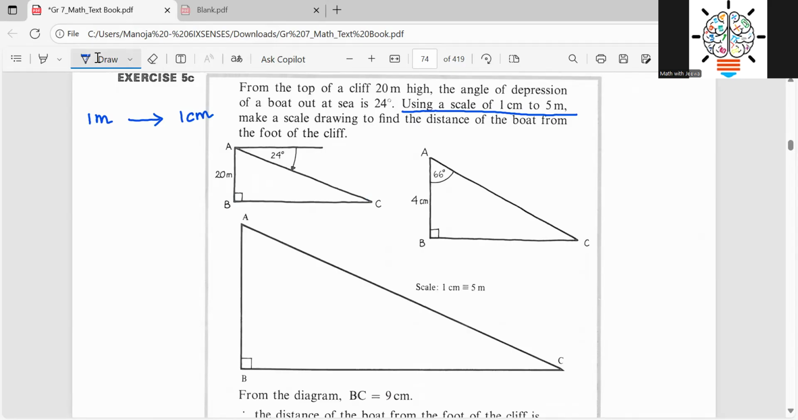Sorry, 5 meters, sorry about that. Whenever you come across 5 meters, you are going to draw 1 centimeter on the diagram, right? If it is 10 meters, then it should be 2 centimeters. And if it is 15 meters, then it becomes 3 centimeters. If it is 20 meters, that becomes 4 centimeters, right? That is why they have marked it as 4 centimeters here.